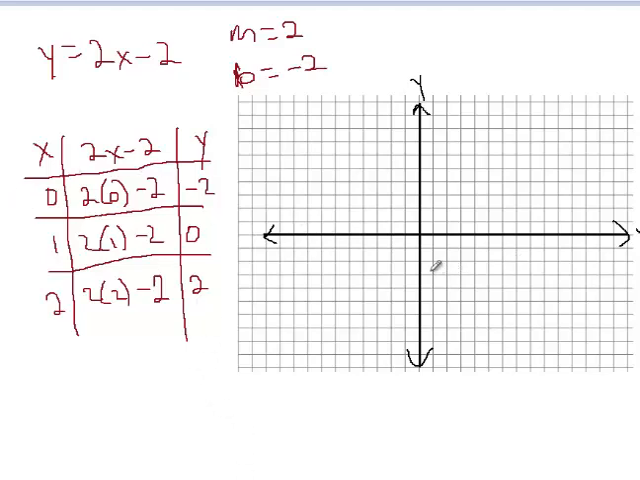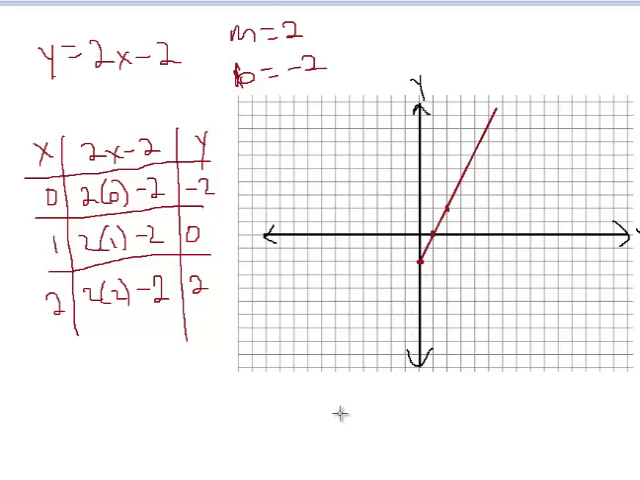We've got 0, negative 2, which is right here. We've got 1, 0, which is here. And we've got 2, 2, which is here. If we then draw a line that goes through all 3 points, we now have this line. Of course, it goes in all directions, but you can see right away that it's accurate because it has a slope of 2, up 2, 1 over, up 2, 1 over, and you can see that its y-intercept is correct, which is negative 2.